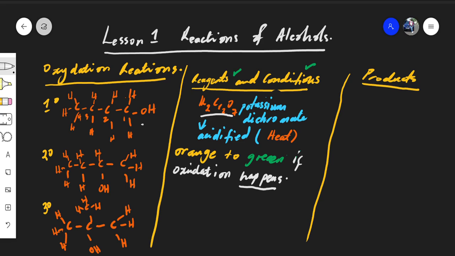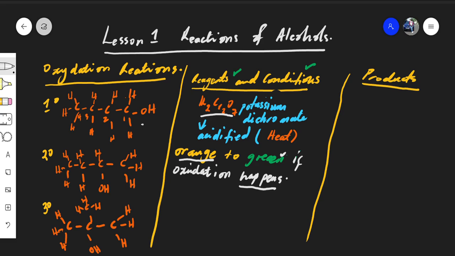If oxidation is going to happen, your potassium dichromate is going to change from orange to green. And this shows a positive test. It shows that the reaction is happening.